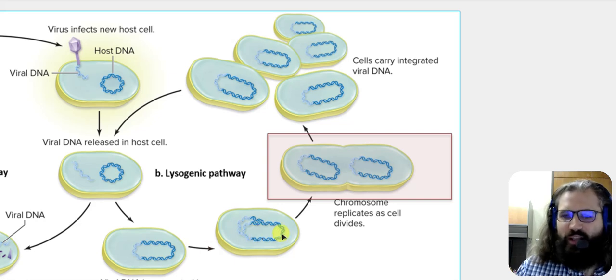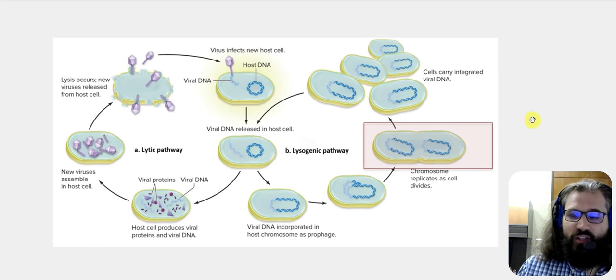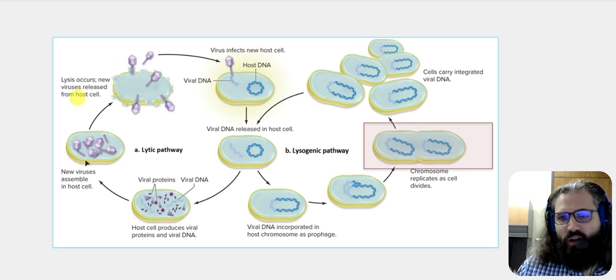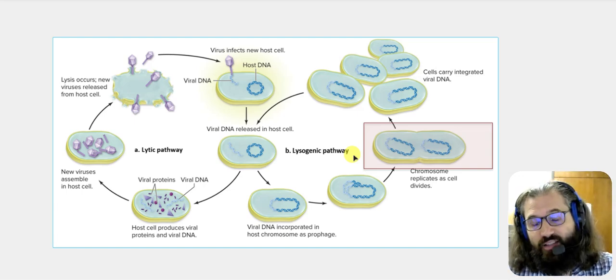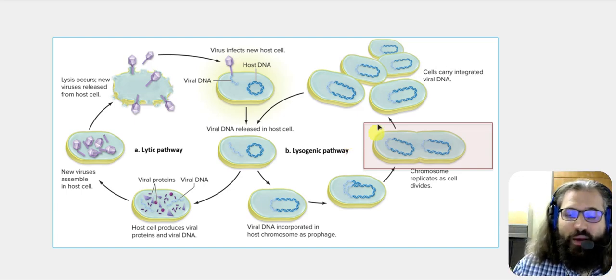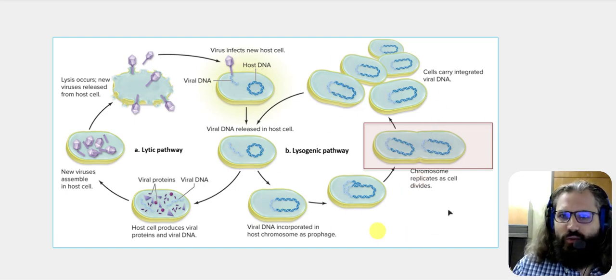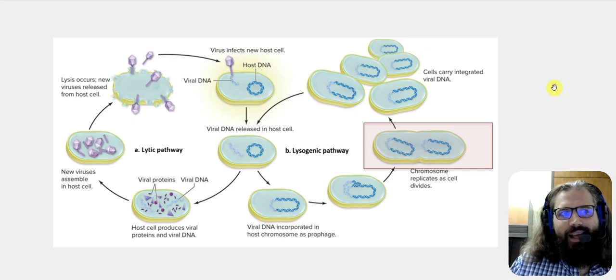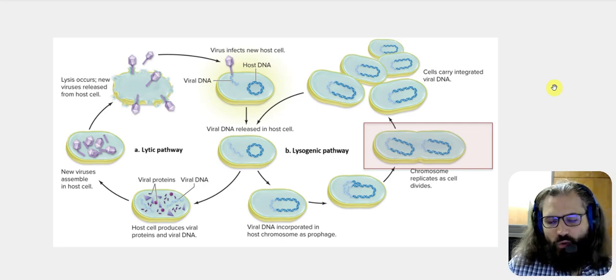And the chromosome replicates, and you get more and more copies, and so now you have more and more cells that are infected. That is typical of some viruses, such as herpes in humans. This is a prokaryote here, but herpes in humans stays in you, COVID stays in you as well, and that's the lysogenic pathway. That is a latent state in which the virus just replicates with the DNA of the host.